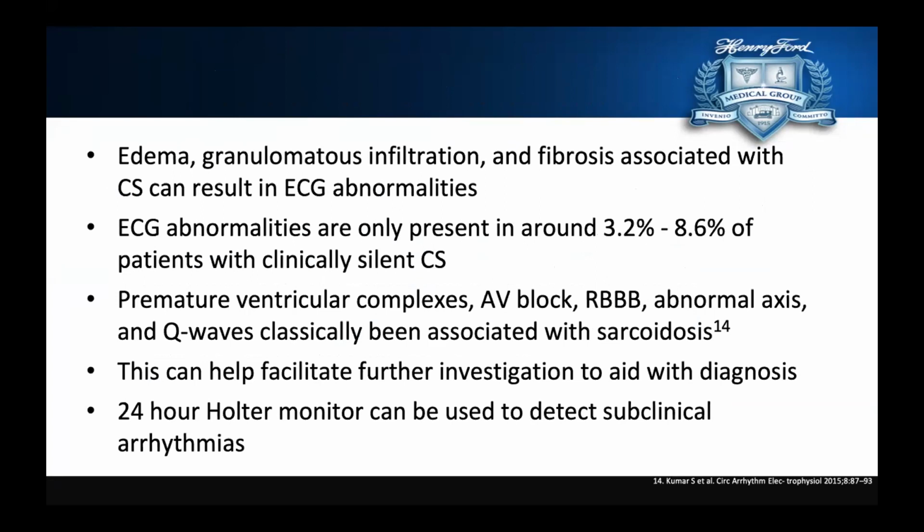So edema, granulomatous infiltration, and fibrosis associated with cardiac sarcoid can result in ECG abnormalities. But again, these are only present in about 3.2 to 8.6% of patients with clinically silent cardiac sarcoid. As briefly mentioned before, the most common findings that you will see would be your degrees of AV block, first to third degree, premature ventricular complexes or PVCs, right bundle branch block, abnormal axis, and Q waves. And again, this can be a trigger for further investigations or to aid with diagnosis. You can always do a 24-hour Holter monitor if there's any concern, which can detect subclinical arrhythmias. But again, keep in mind the EKG and Holter are non-specific and insensitive for diagnosing cardiac sarcoid, but they're part of the diagnostic workup.